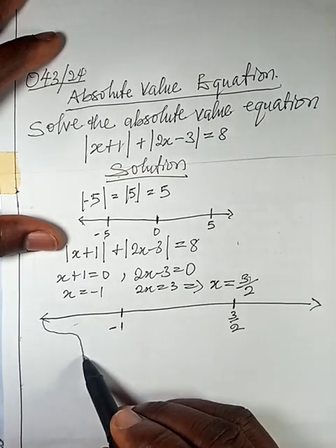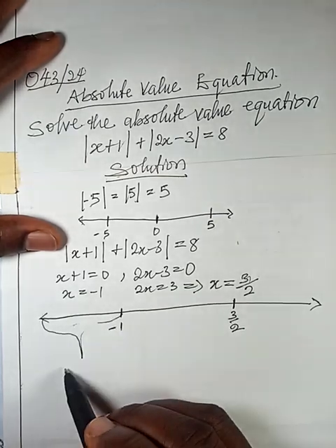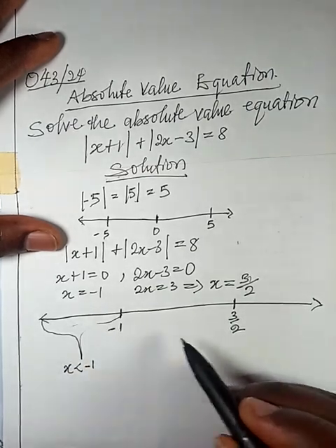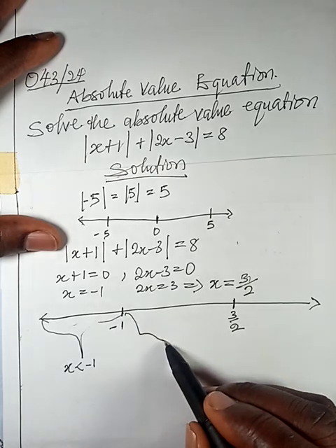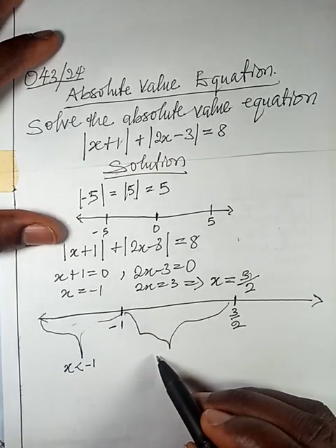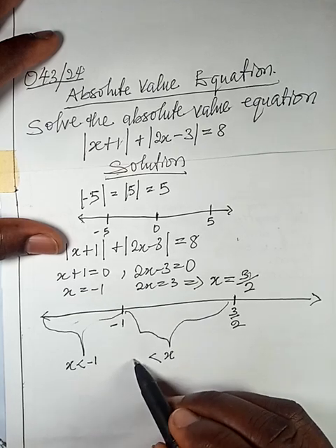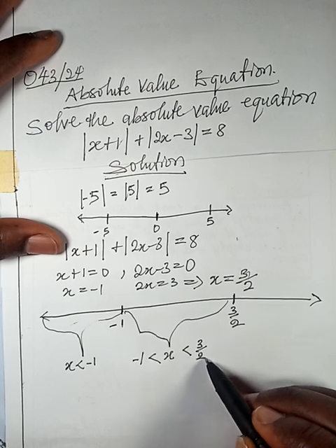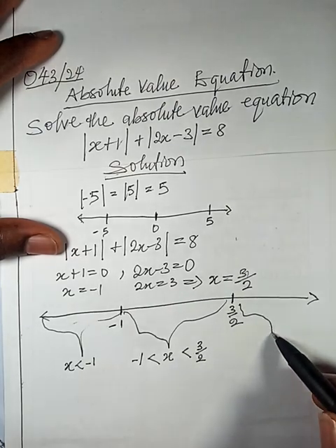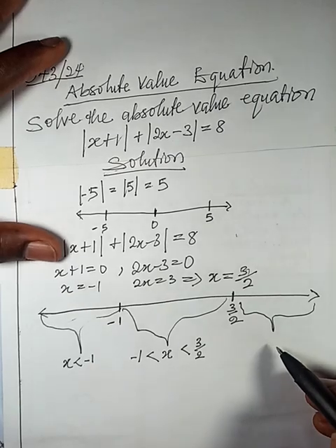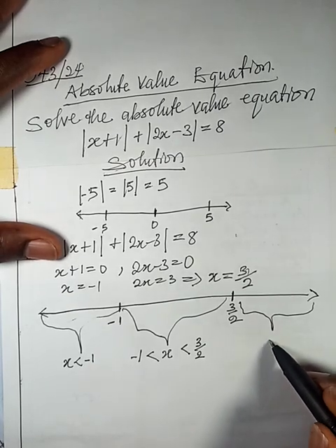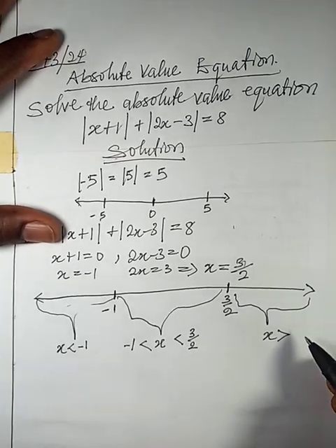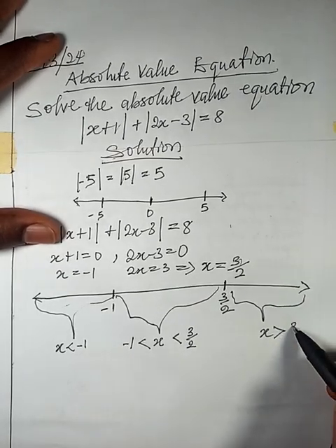This region, we can represent as x is less than negative 1. And then this region, we can represent as x is greater than negative 1 but less than 3 over 2, or 1.5. And then this region, we can represent as x is greater than 3 over 2.